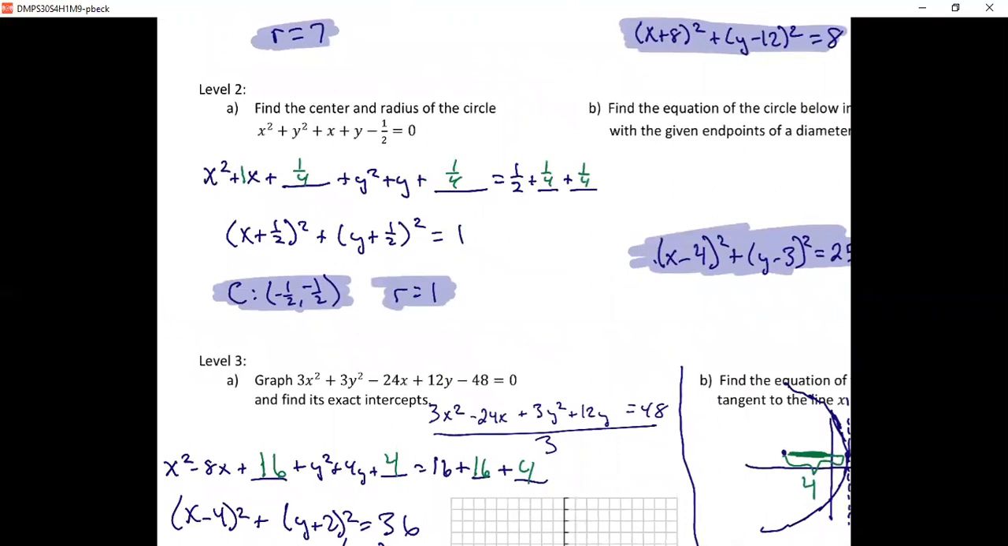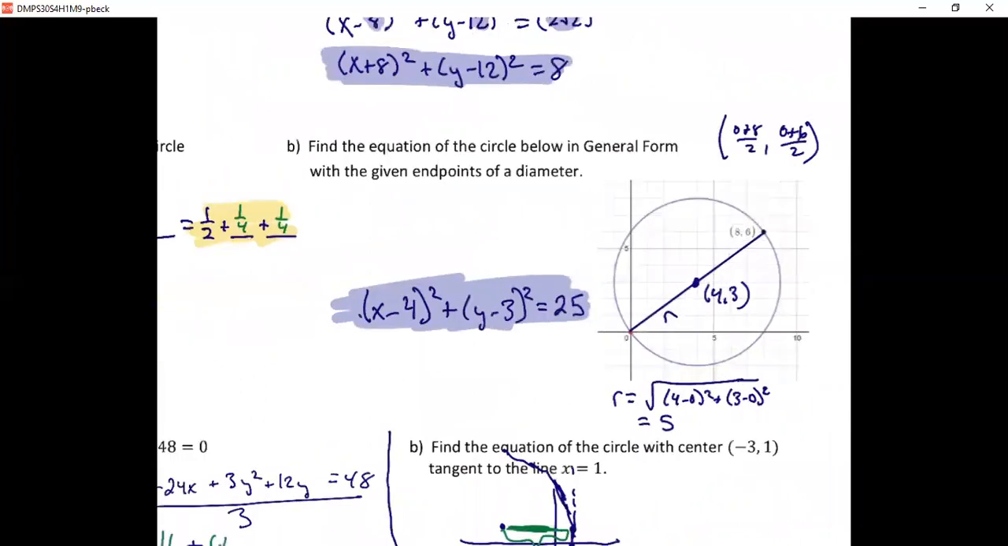Our level 2 problem, we're going to do some more work fractionally. What I first did on this problem was I brought my x squared and my x together first, then the y squared and the y, and then I have it set up in completing the square. So I will take this 1, which is the coefficient in front of the x. 1/2 squared is 1/4. Again, 1/2 squared is 1/4. Don't forget, add to both sides to get this form. And this form shows us our center is going to be -1/2, -1/2 with a radius of 1.